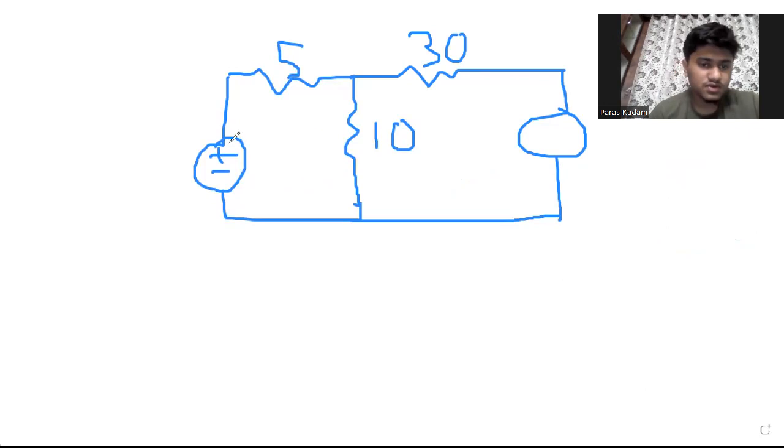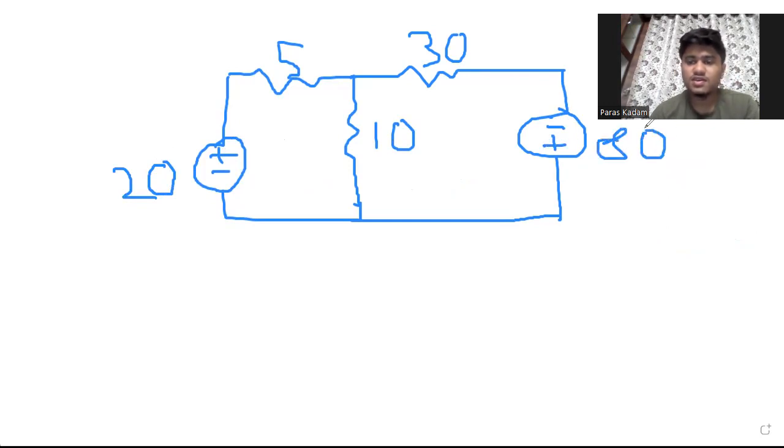Okay. So here the value of the voltage source is given to be 20, here it is 20, and here it is 80. Here the direction is reversed. And here the value is 80. Now we have to solve this circuit using mesh analysis.